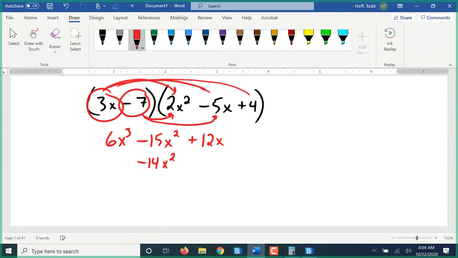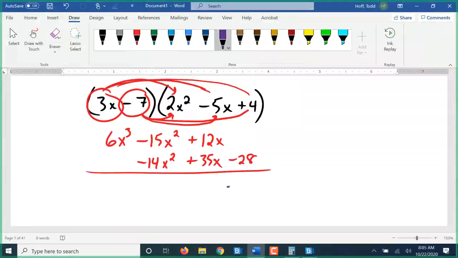Negative 7 times negative 5x. Well, a negative times a negative is a positive. So negative 7 times negative 5 is a positive 35. And again, there's nothing to multiply the x. I put that under the 12x so that I can combine those later. And negative 7 times 4 is a negative 28.